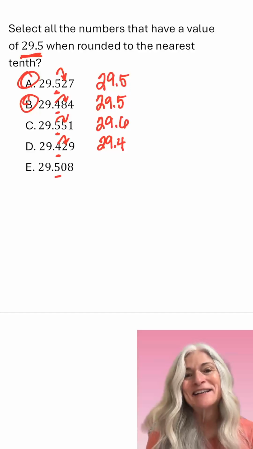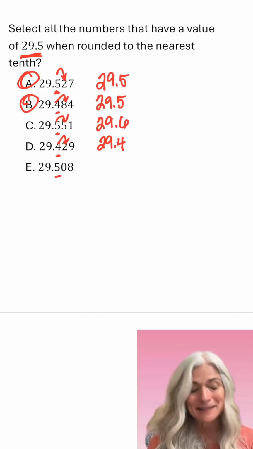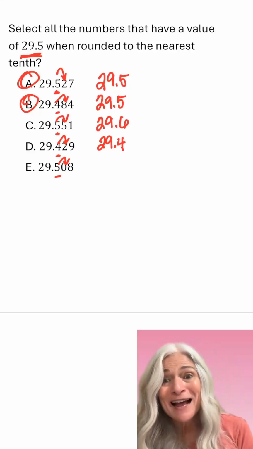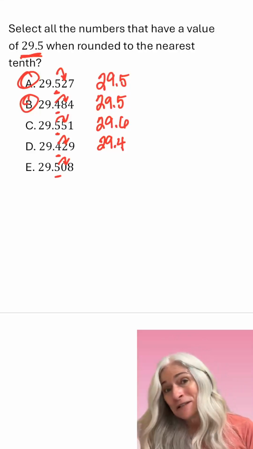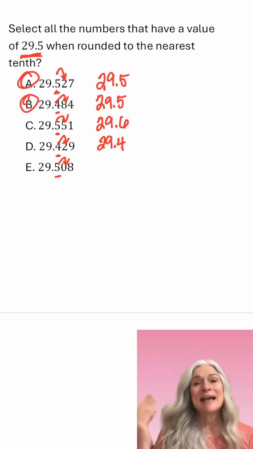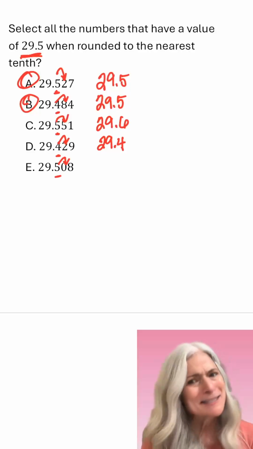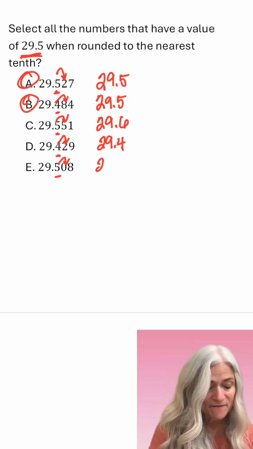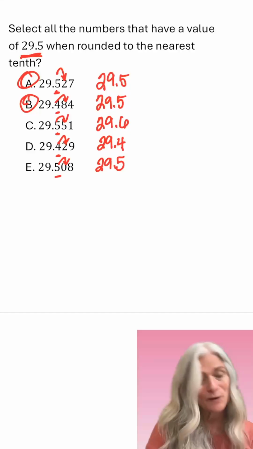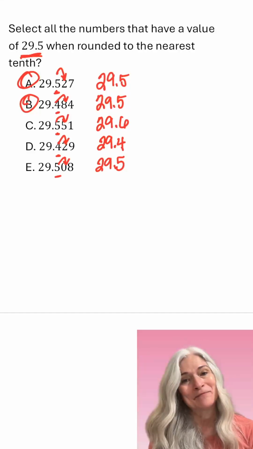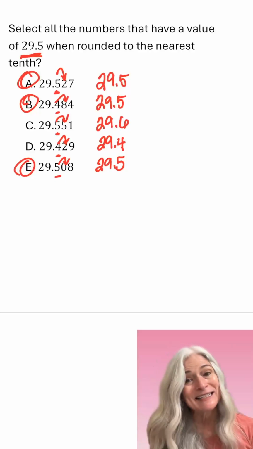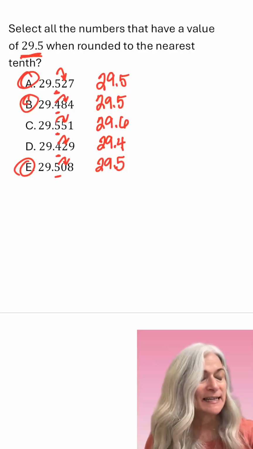Finally, 29 and 508 thousandths. We're looking at that 5/10. Looking at the number to the right is 0. So if we go on out to the 8, that's 8 thousandths. This number is definitely closer to 29 and 5/10 than 29 and 6/10. Also, again, that 0 tells us it's less than 5, so we round it down.